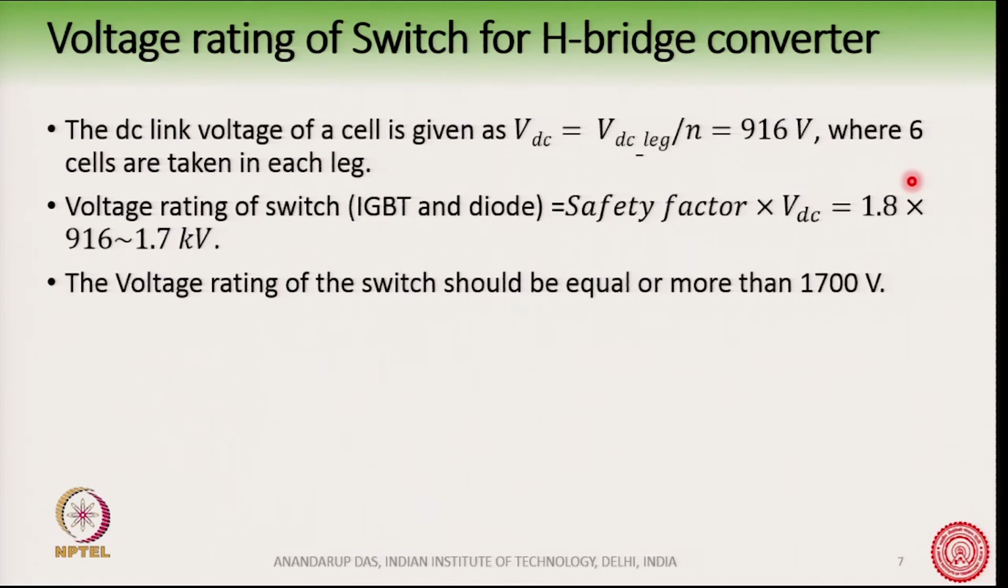So, the voltage rating of the switch can be taken as a safety factor times VDC, and if you take a safety factor of 1.8, then we see that the devices are about 1700 volt IGBTs and diodes. Okay. So, 1700 volt IGBTs or diodes are quite frequently available, okay, at this power, at this voltage and at the current rating which we have talked about. Now, why did I choose 1.8 as the safety factor? Now, this again depends on the designer. Okay.